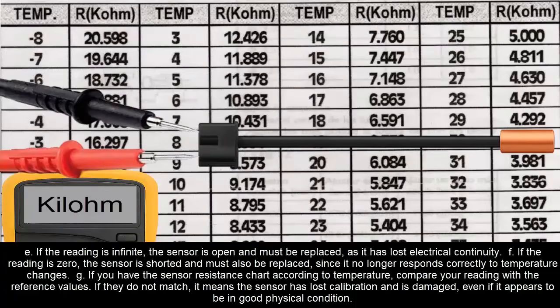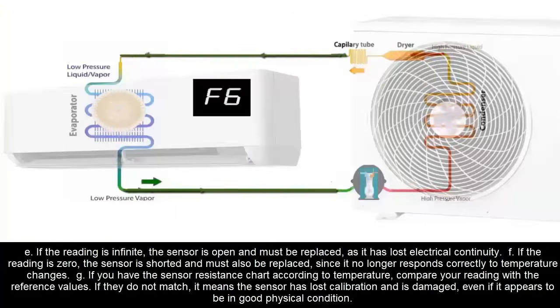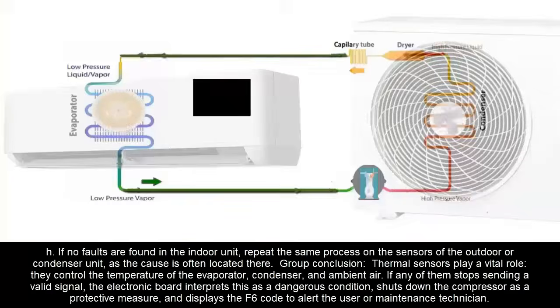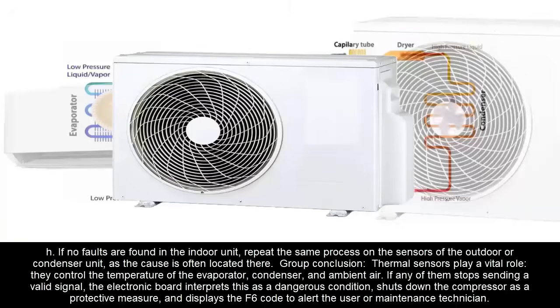If they do not match, it means the sensor has lost calibration and is damaged, even if it appears to be in good physical condition. H. If no faults are found in the indoor unit, repeat the same process on the sensors of the outdoor or condenser unit, as the cause is often located there.